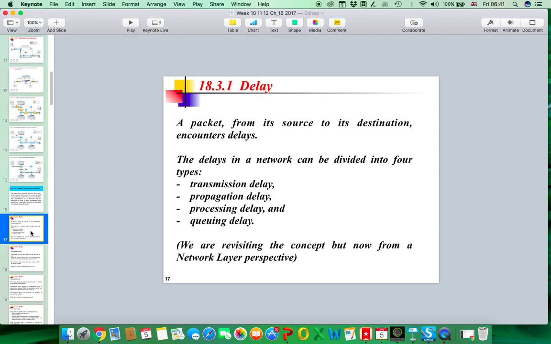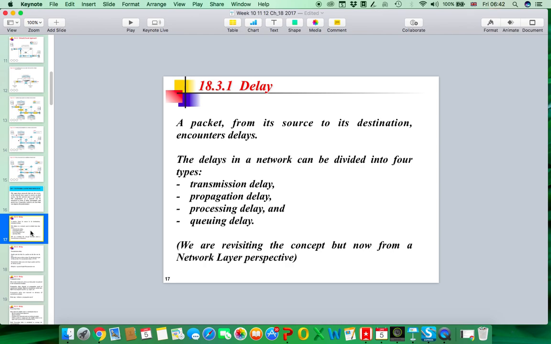So we've seen in the lectures how delay will decide the quality of the link. A link that has a very high delay does not have a good quality. And we would like to keep the delay as minimum as possible so that the destination receives the packet faster.